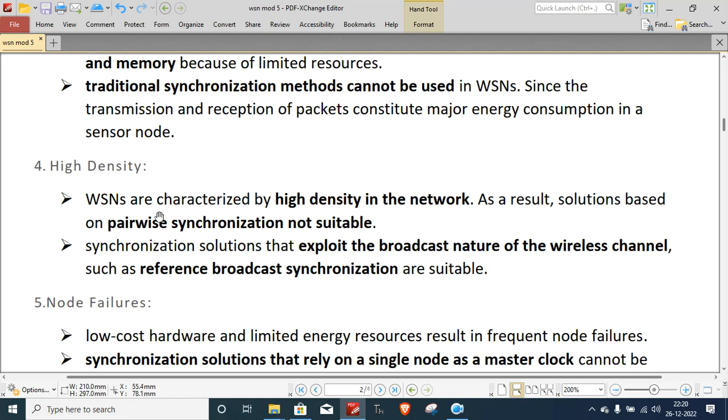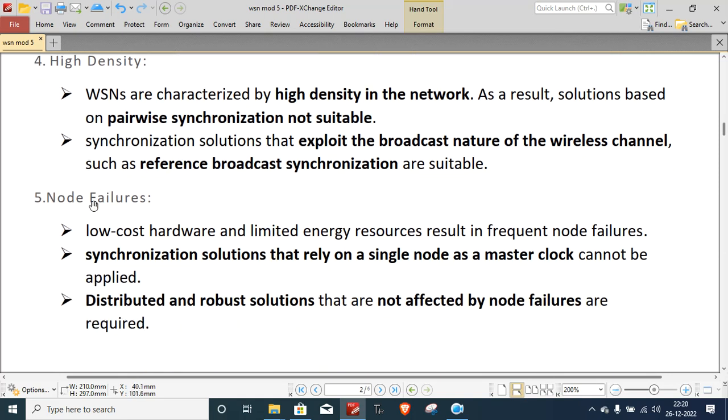Next we have high density. We all know that wireless sensor networks are not deployed in one digit or two digit numbers, but they are deployed in thousands. Thereby wireless sensor networks are characterized by very high density in the network. As a result, a solution based on pairwise synchronization is not suitable. Instead of pairwise, they can exploit the broadcast nature of the wireless channel, such as reference broadcast synchronization, which is a suitable technique for achieving this. Instead of going for pairwise synchronization, they can go for broadcast synchronization.